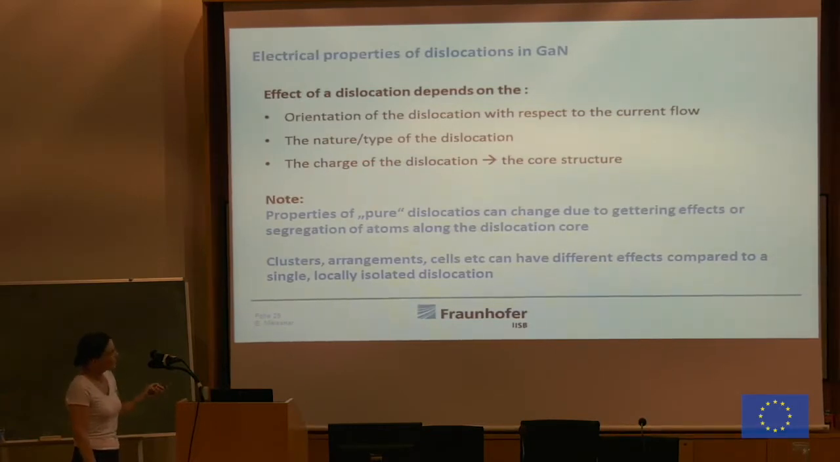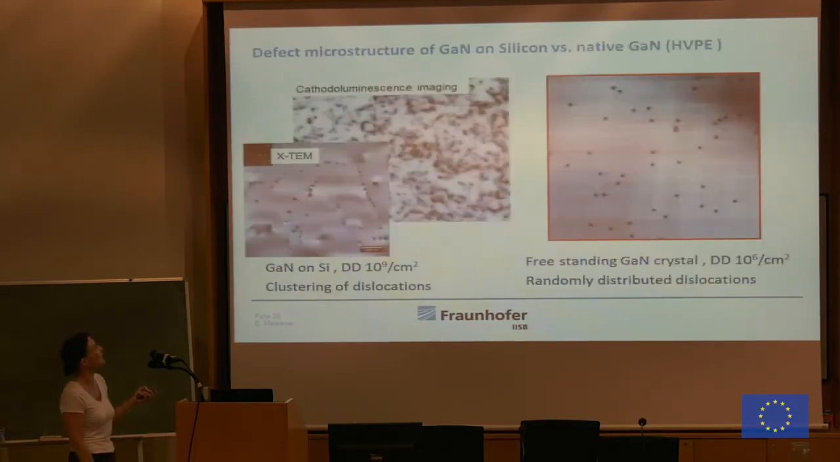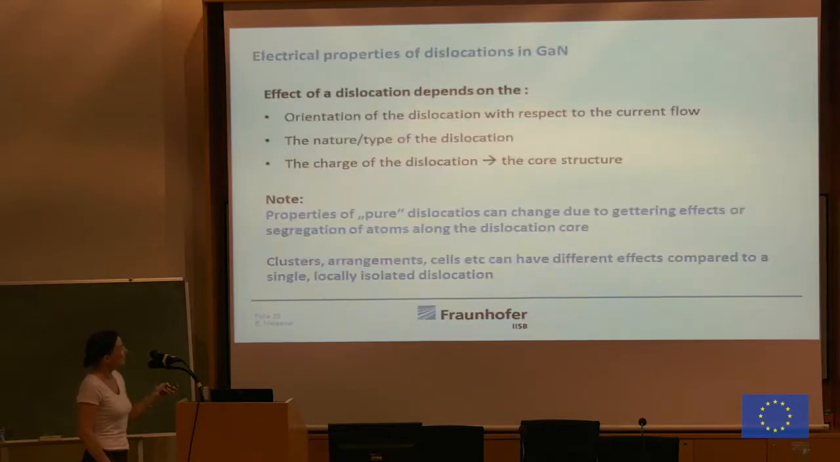And I showed you that they can react and form arrangement cells and so on. And those arrangements can have different effects or different properties compared to a single local isolated dislocation. So these are all the things that we have to consider. And gallium nitride is no different. So here I show you what the differences are in terms of these reactions, cell formation, and arrangements.